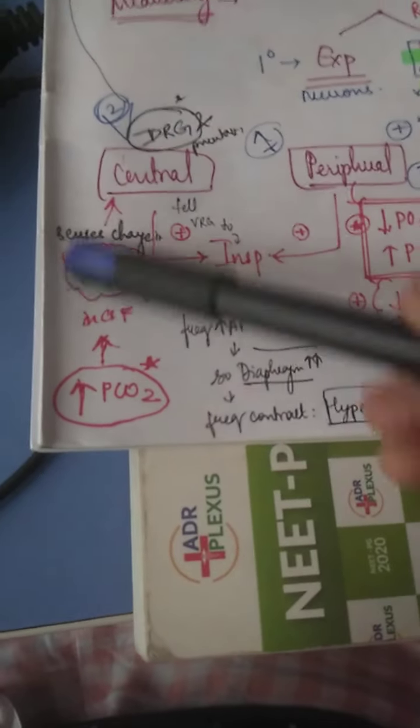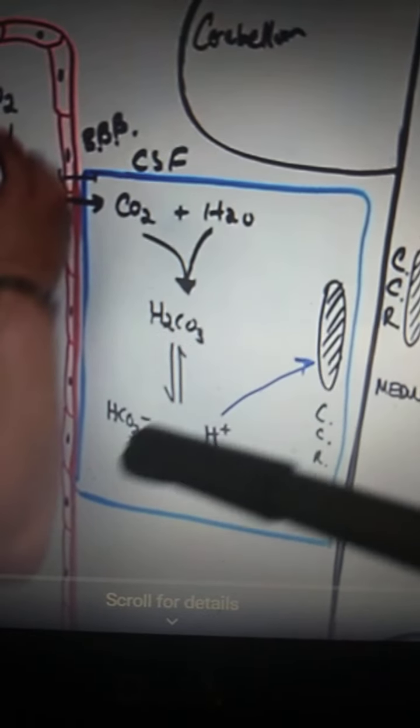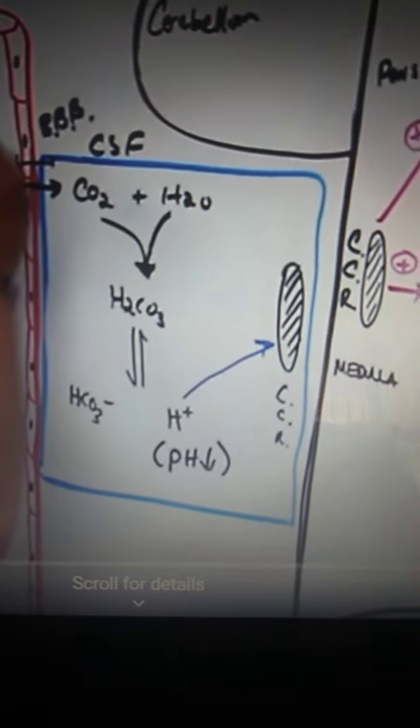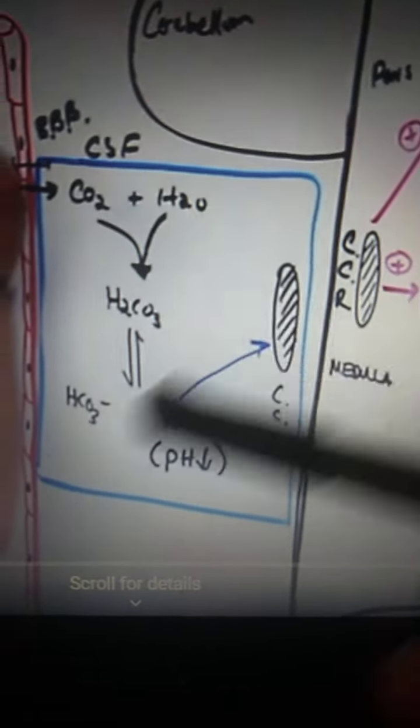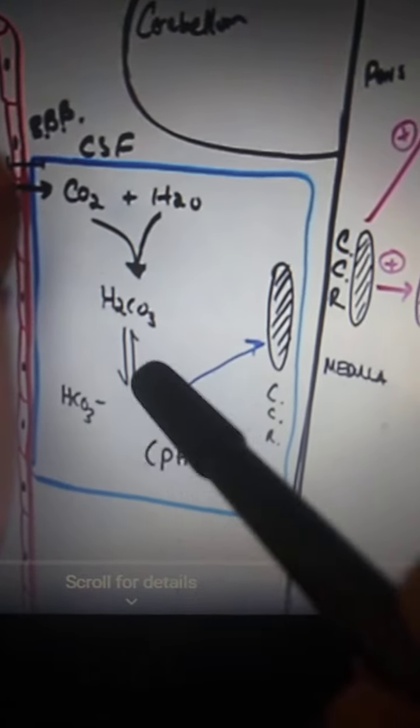The central chemoreceptors sense changes only in protons present in the CSF. If this is the blood and this is the CSF, there will be an increase in CO2. Protons cannot directly move into the CSF, but CO2 will cross the blood-brain barrier, carbonic acid will be formed, and protons will be formed. Increased H plus means a decrease in pH, that is, acidic. In an acidotic condition, whether metabolic or respiratory acidosis, this H plus will activate the central chemoreceptors.